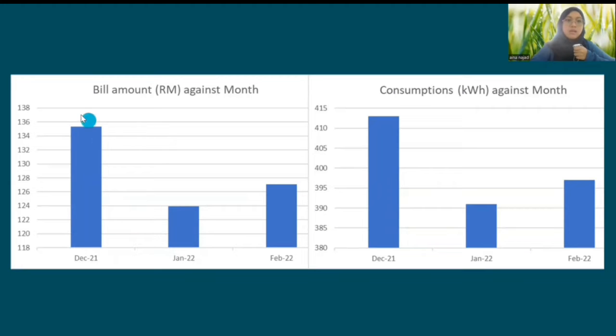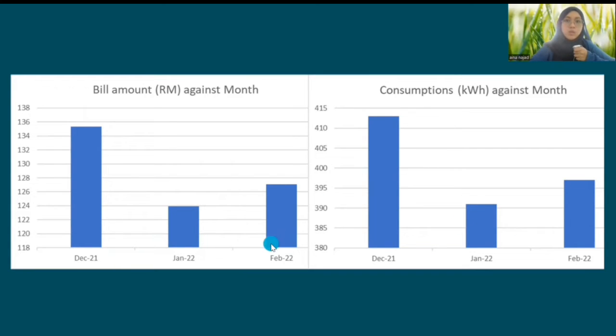The graph decreases in January 2022 because 1 out of 5 members in the house, that is me, did not stay at home anymore. Therefore, it shows a decrease in electric consumption.